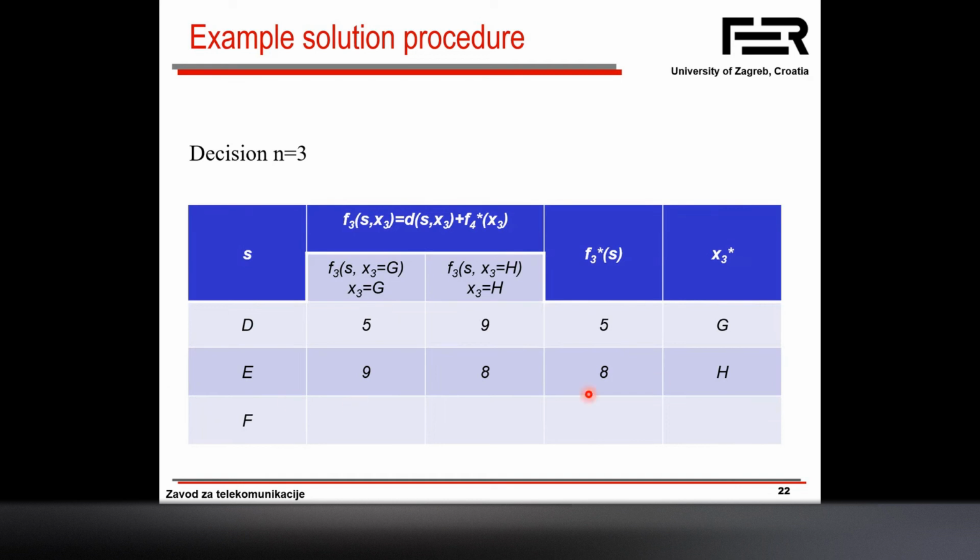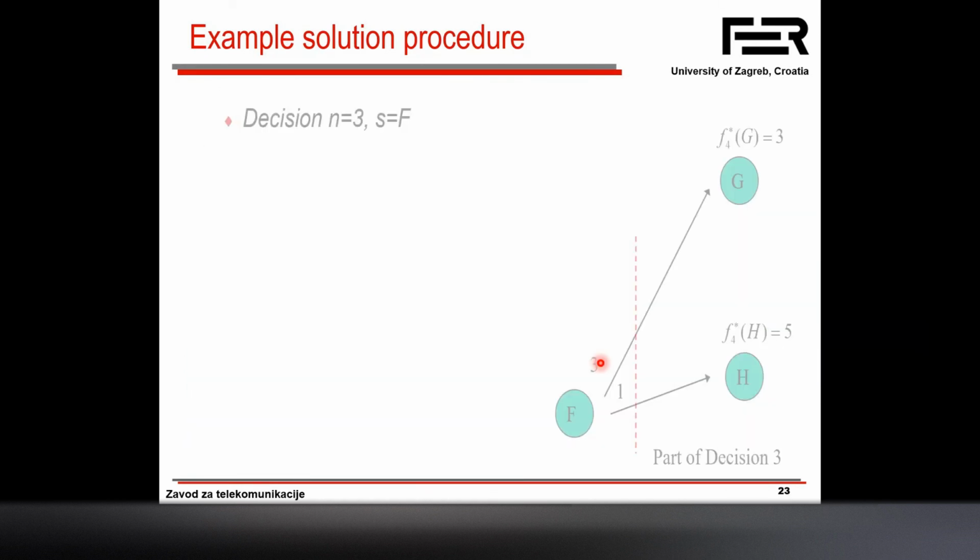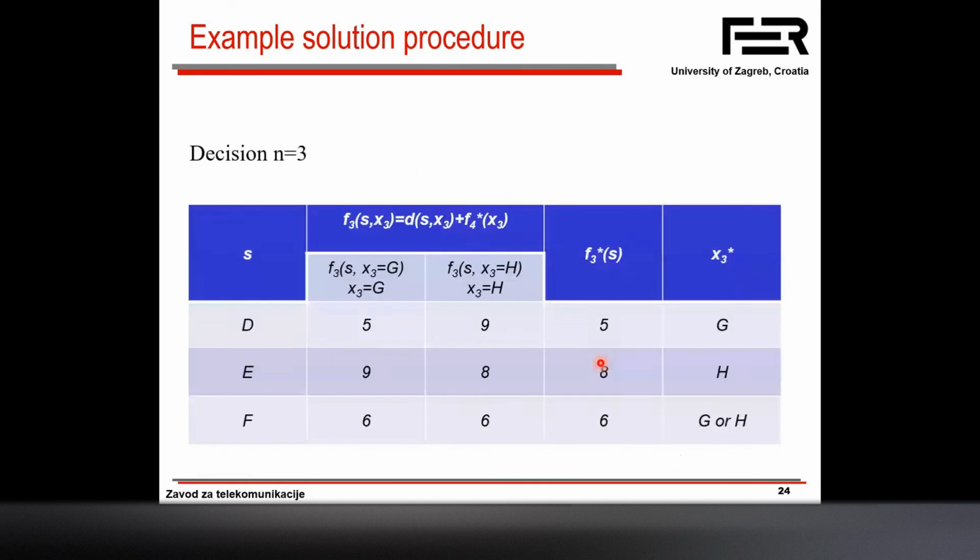If I go via E, the best way to go from there is via H, and the best solution will be 8, and so on. Okay, I'll skip through this. If I'm in node F, it doesn't matter, so I can go either via G or via H, and the cost is going to be 6. So now we know in stage 3 what would be the best way to go, depending on where we are.